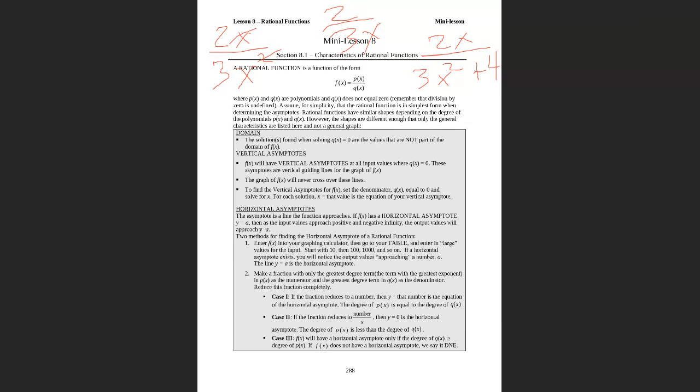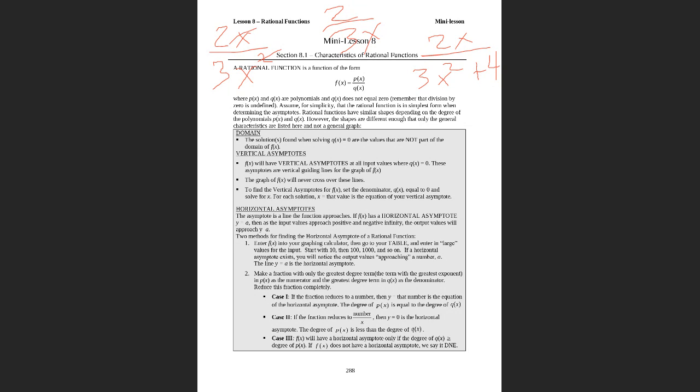So if you have a number over a variable, you're always going to have y equals 0. That tells you that the degree of the top is lower than the degree at the bottom. Like this, you have x on top and x squared at the bottom. That should always give you 0.